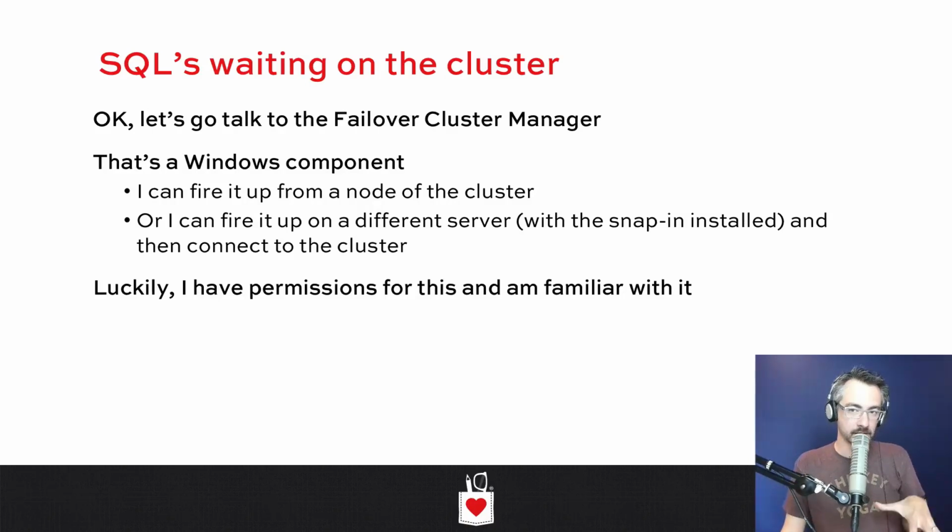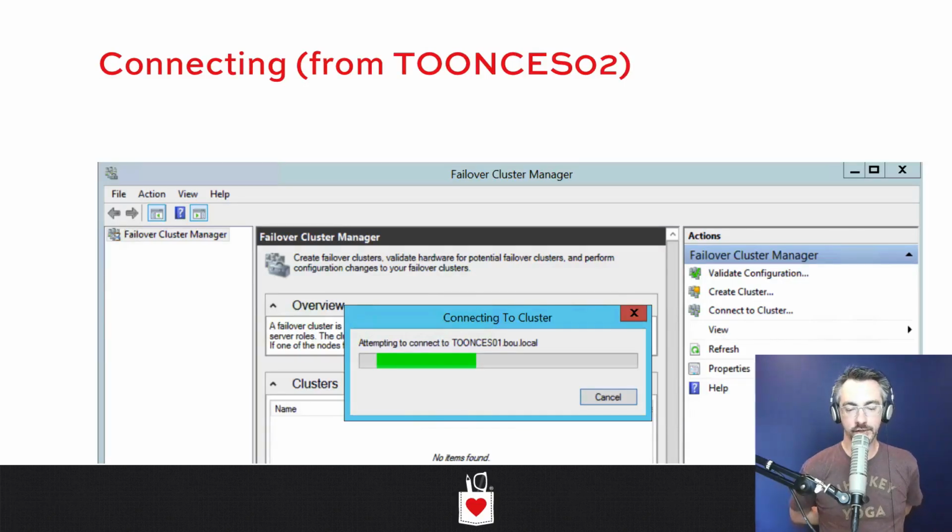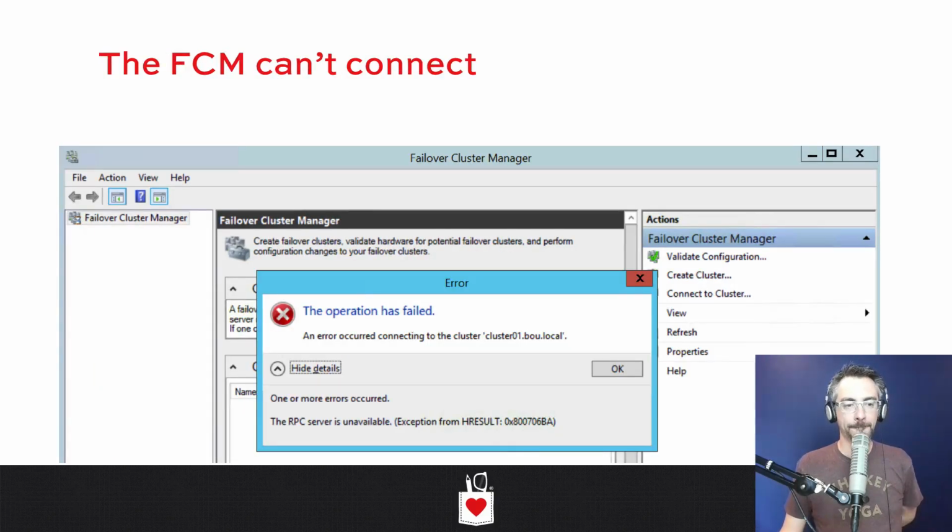So what I'm going to do is remote desktop into ToonSys 02. Just during an emergency, I like troubleshooting directly from the cluster node because it can help me detect things like connectivity problems quicker. Then I'm going to fire open Failover Cluster Manager, which will show me what's happening on this cluster right now, except that after 30 seconds, this operation has failed.